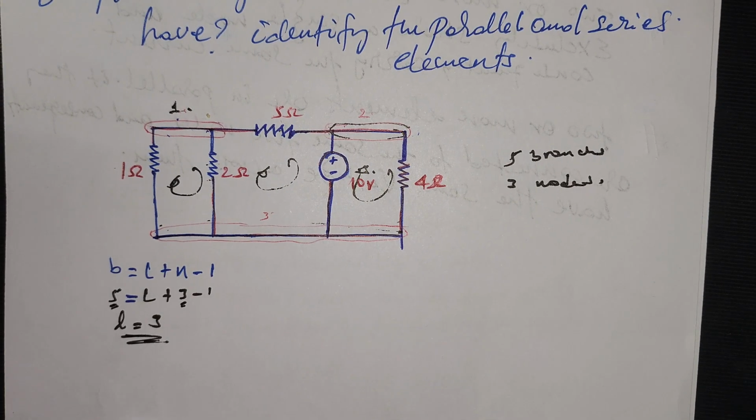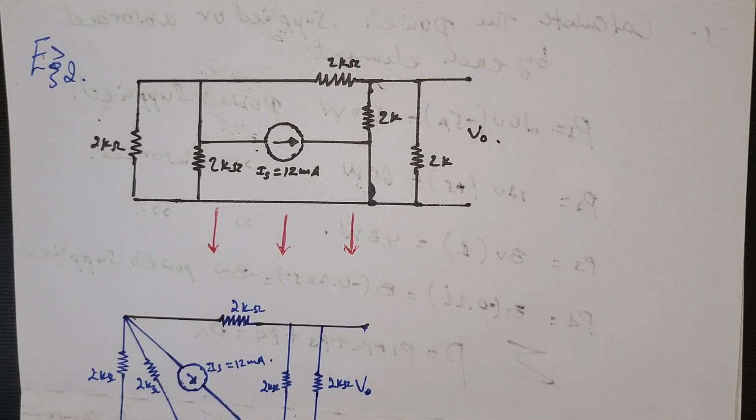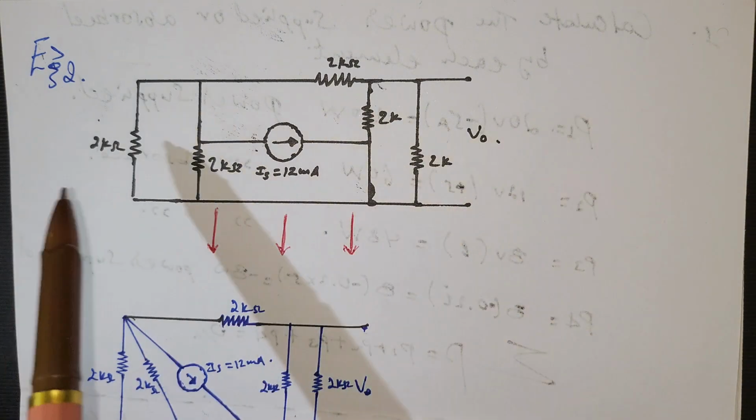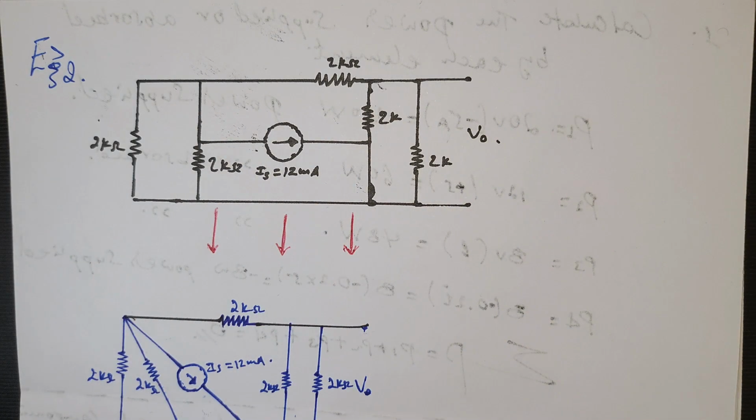Okay, let's proceed to the second example. Okay, guys, the second example is this one. For this circuit topology, we are also asked to find the number of nodes, branches, loops, and to identify which of the components are in series and which are in parallel. So let's begin.